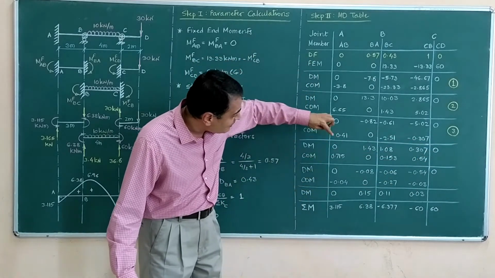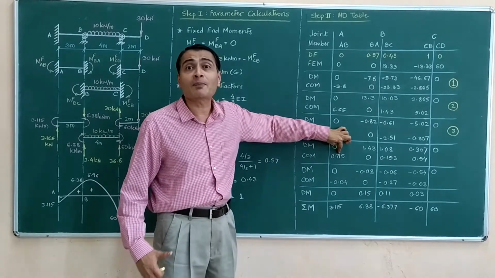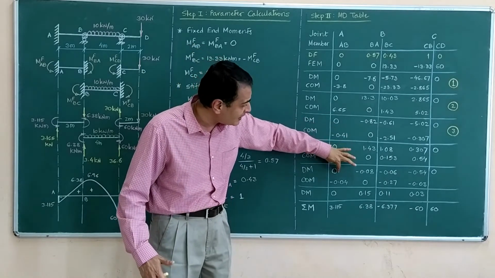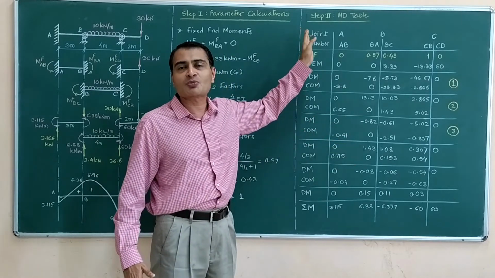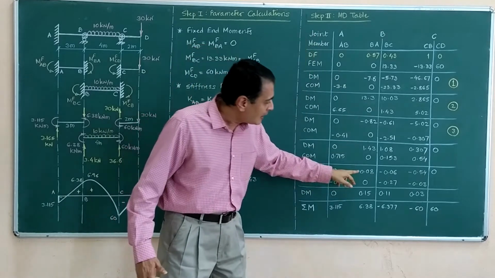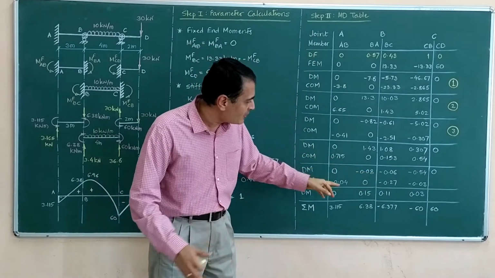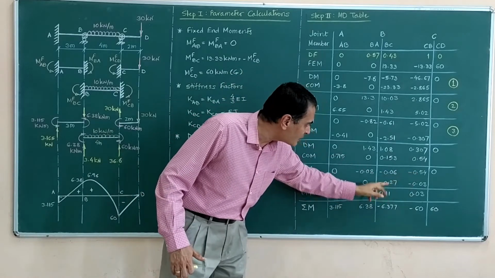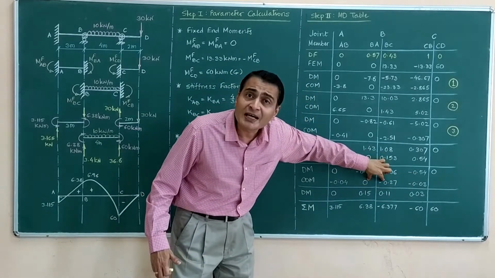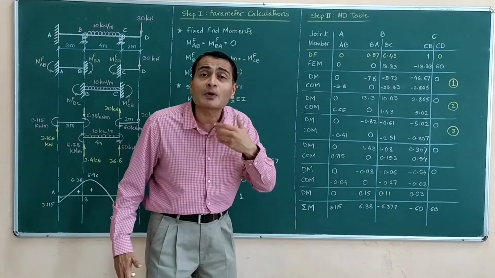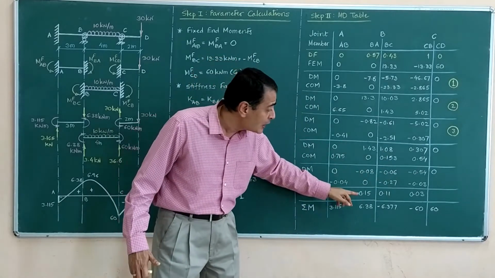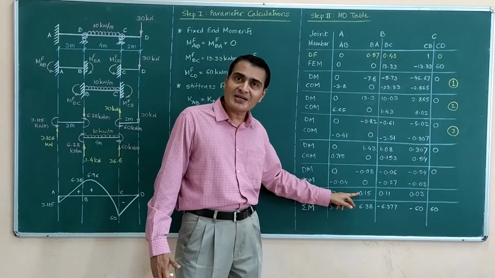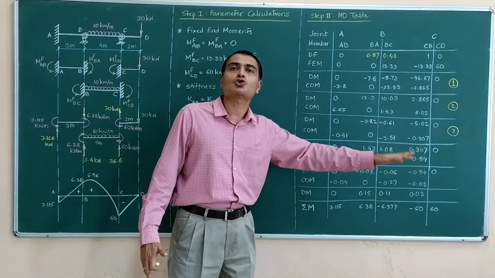Here I am observing 0.715, so I am applying negative 0.715, I am getting 0 here, distribution factor is 0. Again, carried over movements, half here, half here, half there, half here, imbalance of negative 0.27, so I apply positive 0.27 into 0.57 into 0.43, so on and so forth.